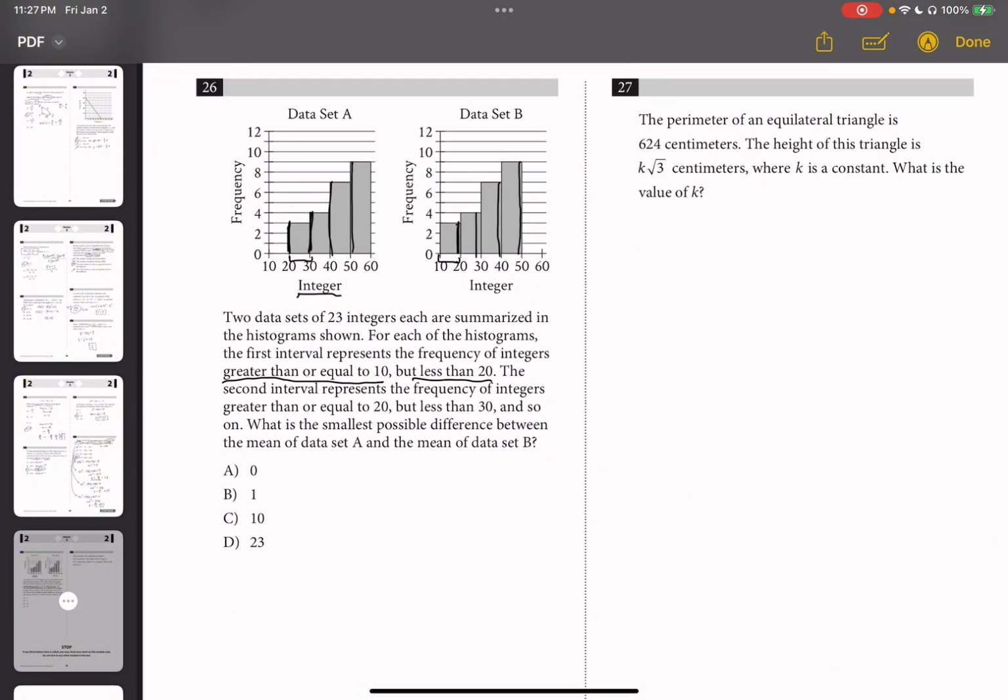So, to do this, for the mean of A, we're looking at our frequency, 3 times, and then we said that's going to be 20, plus 4 times 30, plus 7 times 40, plus 9 times 50. And this is going to be equal to, we're just going to use our calculator for this. It's going to be 60 plus 120 plus 280 plus 450, 910, divided by 3 plus 4, which is 7 plus 7, 14 plus 9, which is 23. So 910 divided by 23.